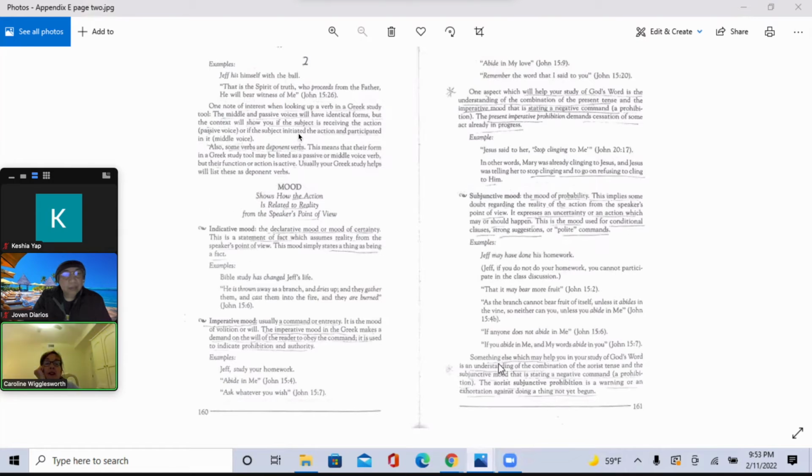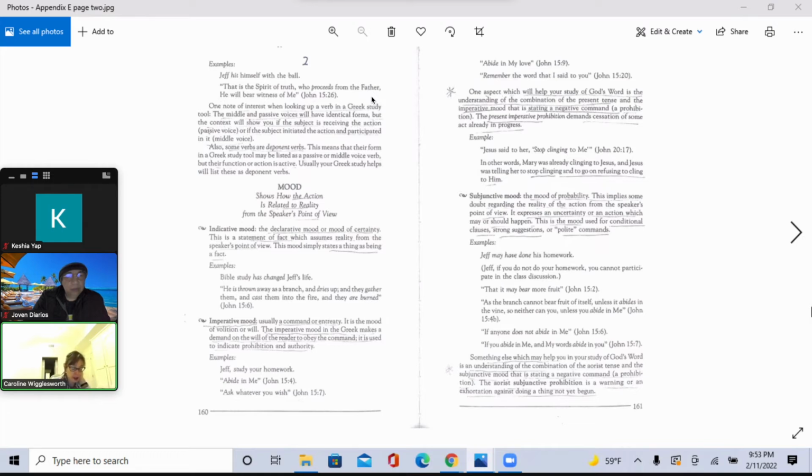Fabulous. Okay, so the examples are Jeff hit himself with the ball, and that is the Spirit of truth who proceeds from the Father. He will bear witness of me, which I'm not quite sure I understand. But one note of interest when looking up a verb in a Greek study tool: the middle and passive voices will have identical forms. But the context will show you if the subject is receiving the action, which is passive, or if the subject initiated the action and participated in it, which is the middle.